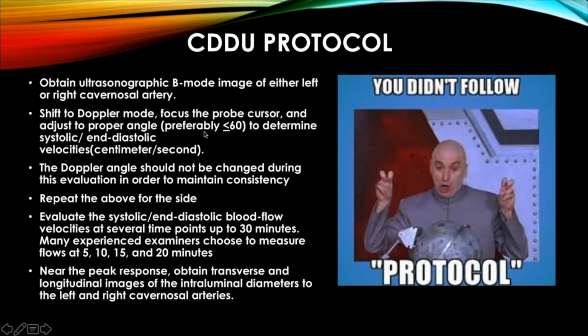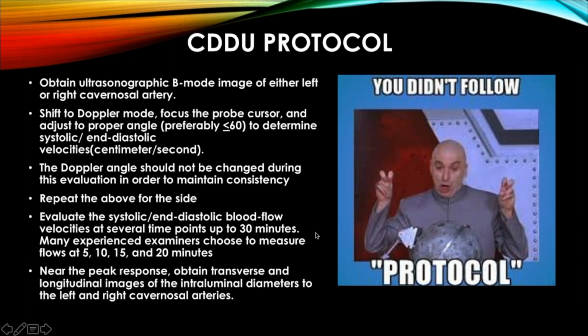So again, we talked about using an angle preferably less than 60 degrees to determine systolic and end diastolic velocities, and these are in centimeters per second. The Doppler angle should not be changed during the study. You need to maintain consistency because otherwise it will throw off your readings. You want to repeat this essentially on both sides.